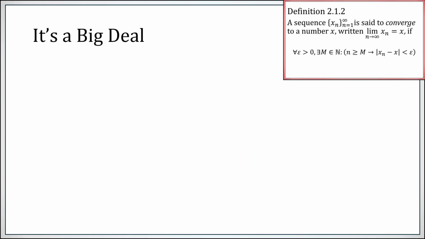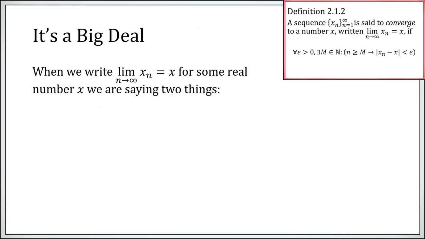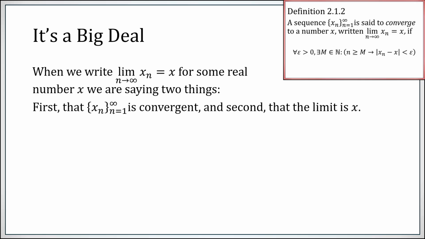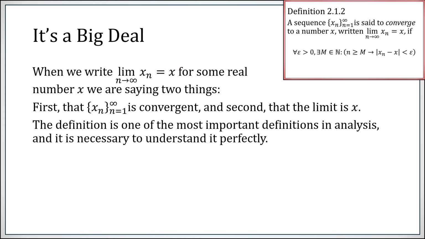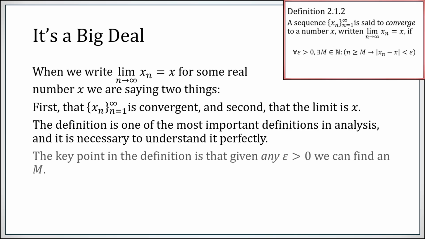Okay, so this definition is a big deal. When we write the limit as n goes to infinity of xn equals x, we're saying two things. First, the sequence converges, and second, that the thing it's converging to is specifically x. The fact that this limit equals something tells us the sequence is converging, and then this particular number is what the limit is. Okay, this is one of the most important definitions to really master, so please, for your own good, do your best to understand it. The key point in the definition is that it has to apply for any positive epsilon. No matter what epsilon you pick, as long as it's positive, this inequality has to be achievable.